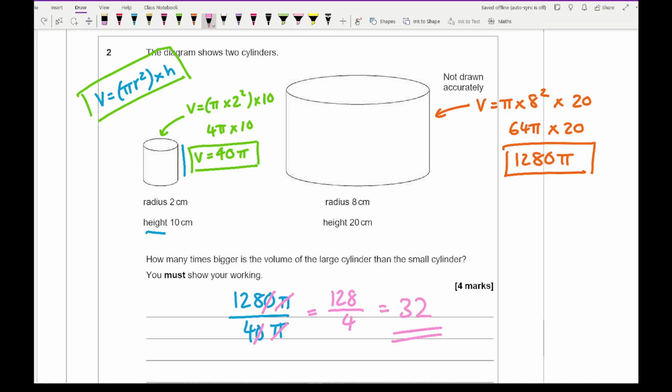So how many times bigger is the larger cylinder to the smaller cylinder? It's going to be 32 times bigger.